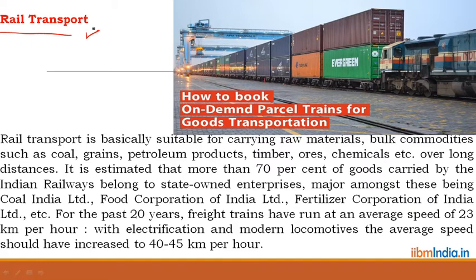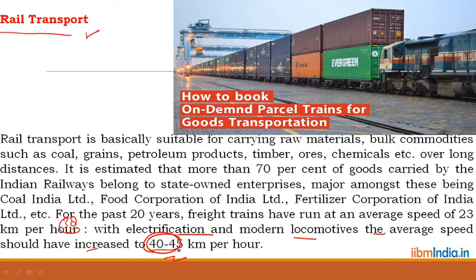For the last 20 years, freight trains have run at an average of 20 to 23 km per hour. Now it has increased up to 38. With electrification and modern locomotives, the average speed should have increased to 40 to 45 kilometers per hour.